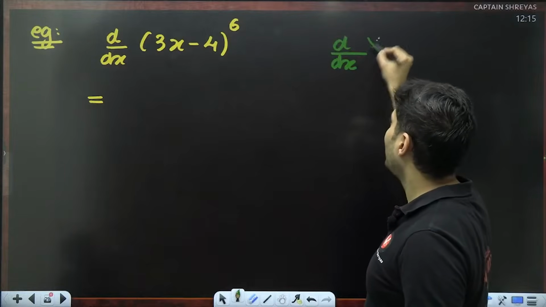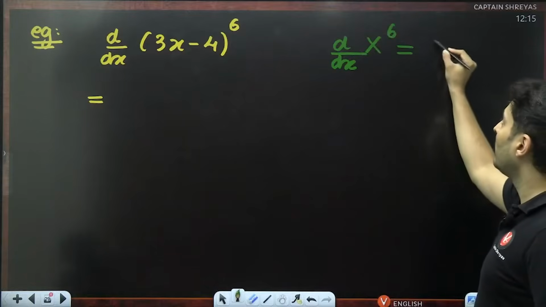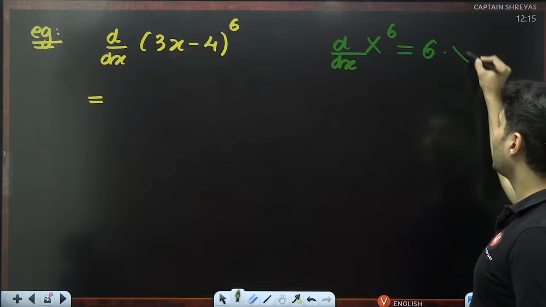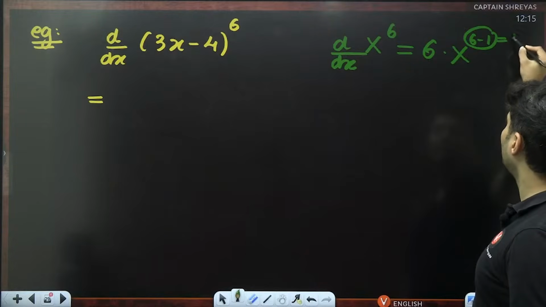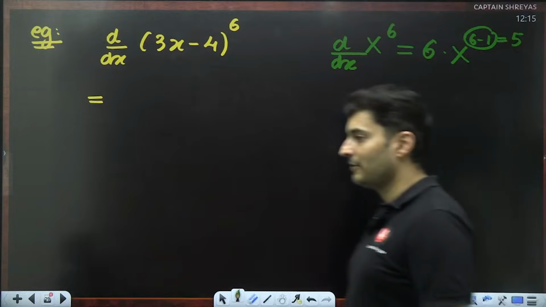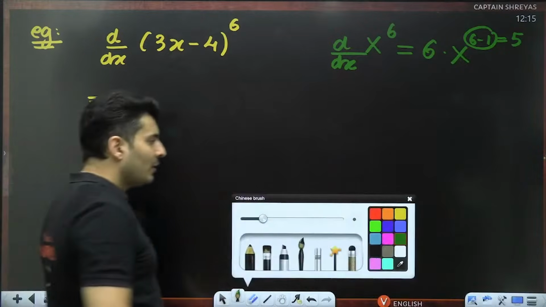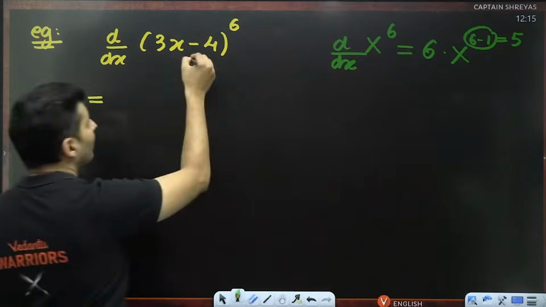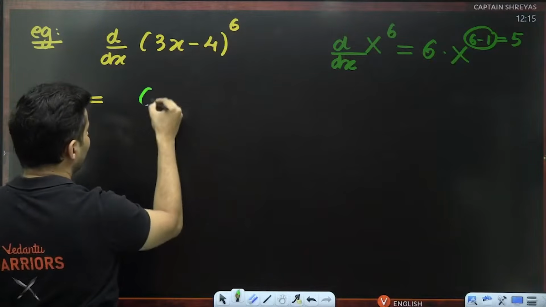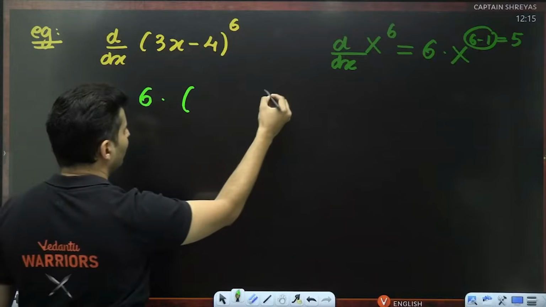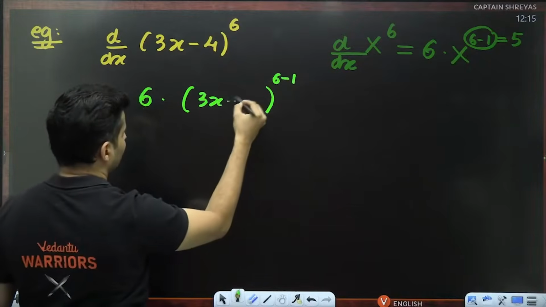Imagine, had there been x raised to 6, what would you do? X raised to 6 as derivative. You would have written down 6 into x raised to 6 minus 1, which is basically 5. That is what you would have written it down as. Do the exact same thing. You know the derivative of anything, x variable raised to some number, it is that number multiplied by that variable into 6 minus 1. So it will be 3x minus 4.